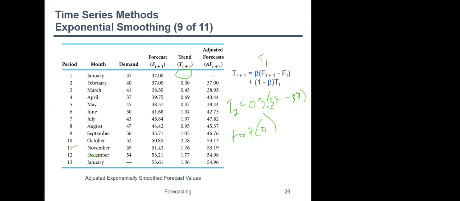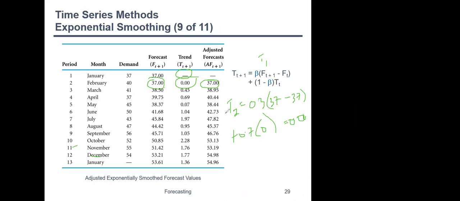So once you multiply 0.3 by 0 and then 0.7 by 0, you realize that your T2 automatically becomes 0.00. That was how come we had 0.00 to be the trend for T2. Then we added the 0.00 to the 37 here to get our first adjusted, which is the 37. That was how it was done.